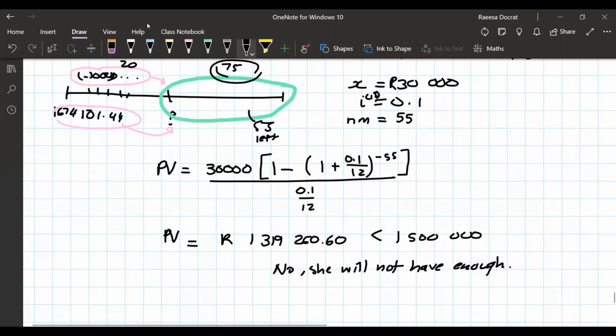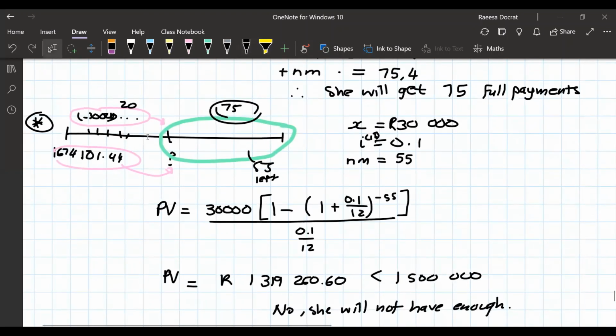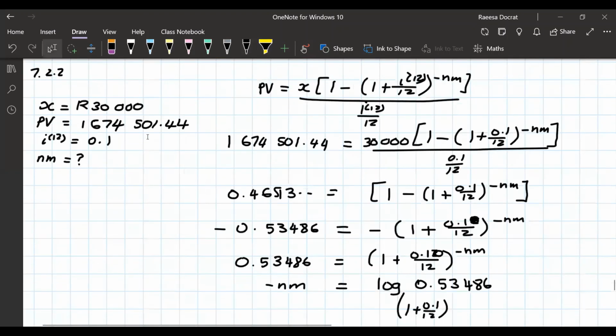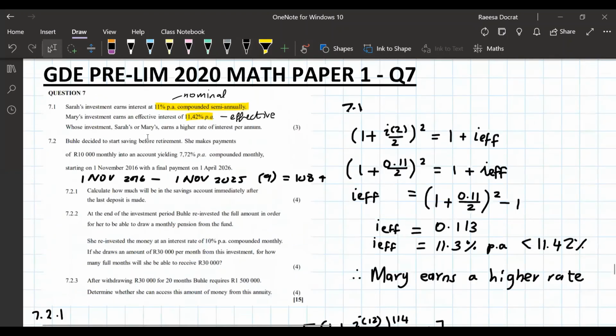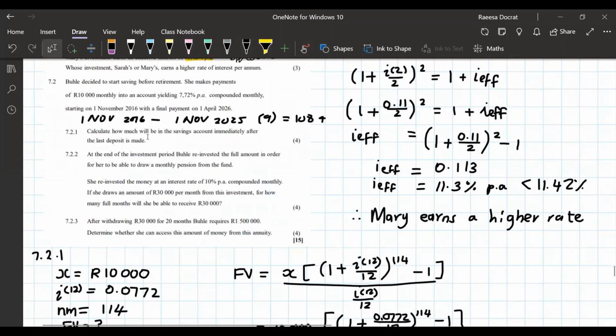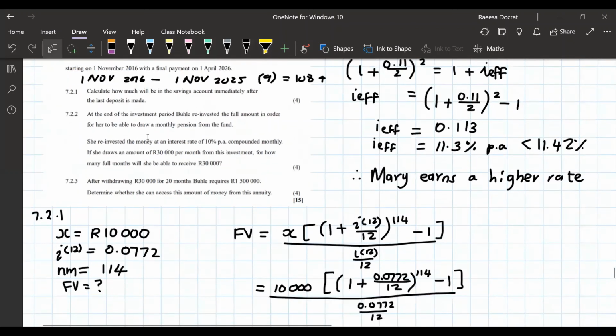Okay, so if you haven't understood this video, please review our video on the balance of loans to understand how we calculate a loan value at a particular time. And if you've had any problems with any of these financial maths video questions, then please re-watch the financial math series.